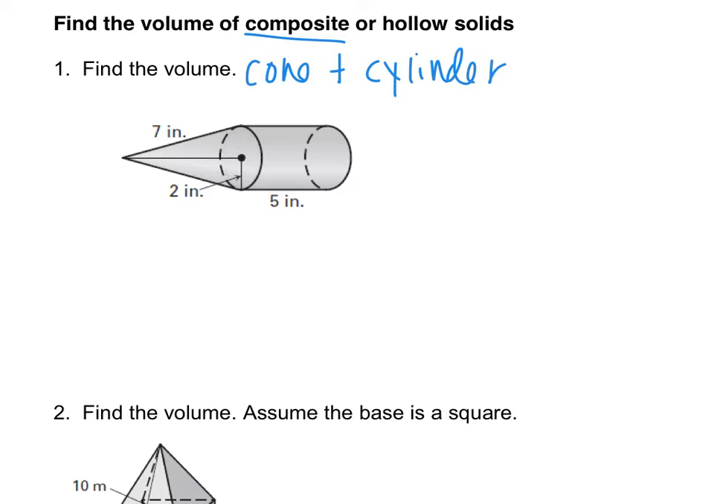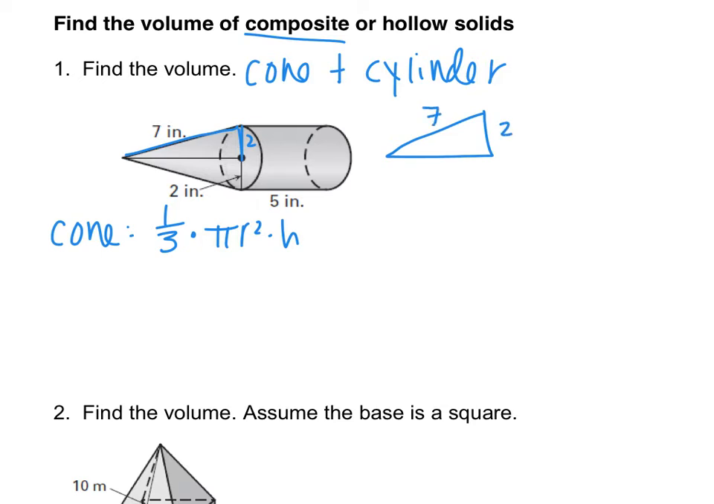So I'm just going to find the volume of the cone and add it to the volume of the cylinder. So our cone formula is 1/3 times pi r squared times the height. So looking at the picture, I see that the radius is 2, and this side is 7, but I don't know the height right now. So I'm going to have to do a little bit of Pythagorean to figure out the height.